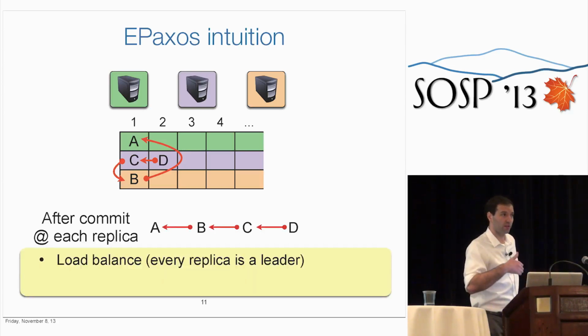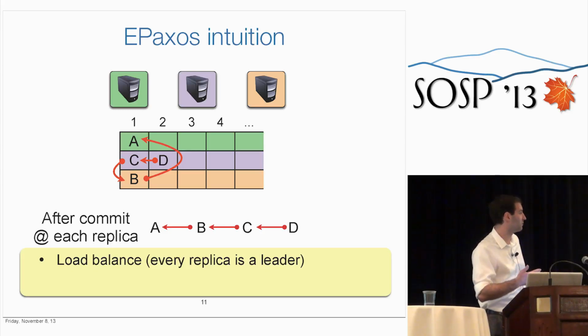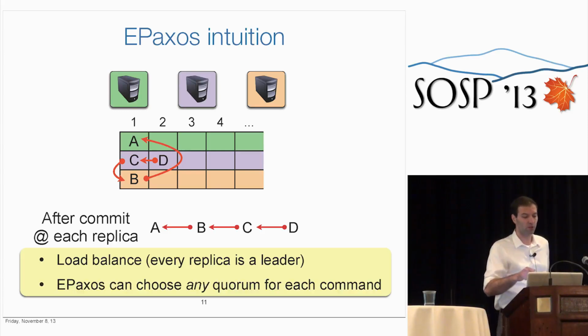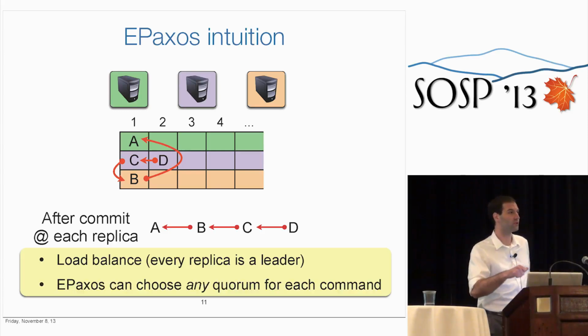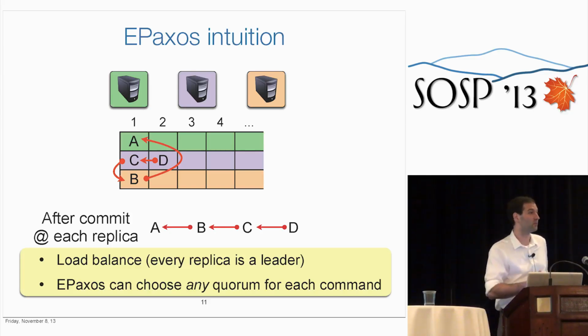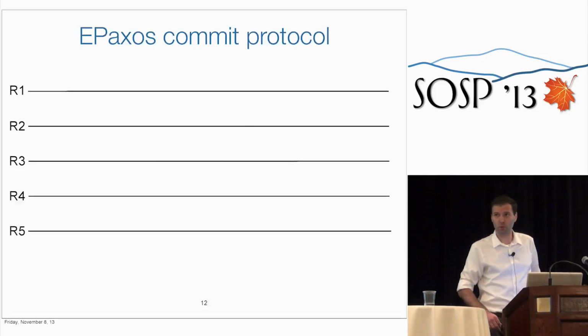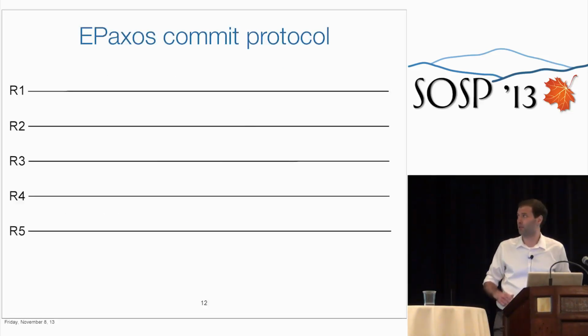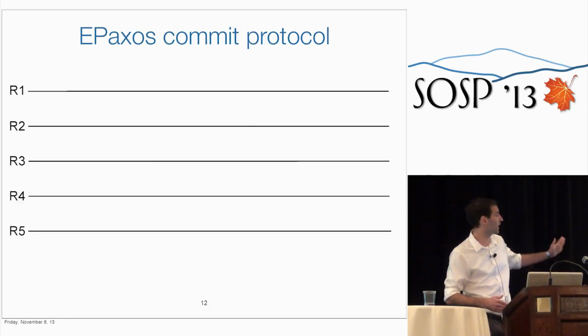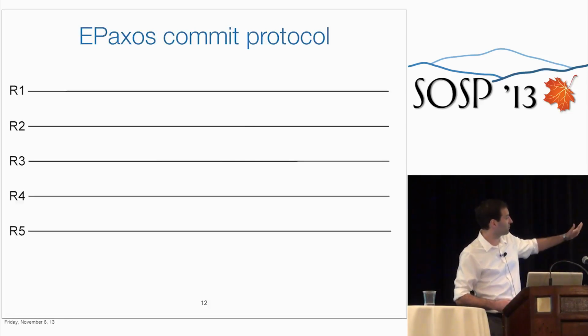This is good because we get good load balancing. Every replica can be a command leader. But also, we have the flexibility to choose any quorum of replicas to commit a command. And in particular, this will allow us to avoid slow replicas or replicas that are far away. And to go into a bit more detail, this is the EPaxos commit protocol, a time sequence diagram with 5 replicas, and time flows from left to right.